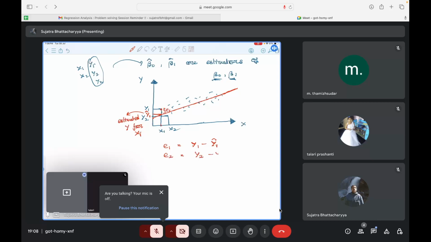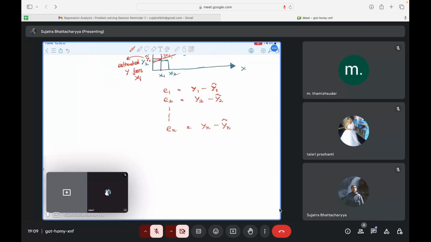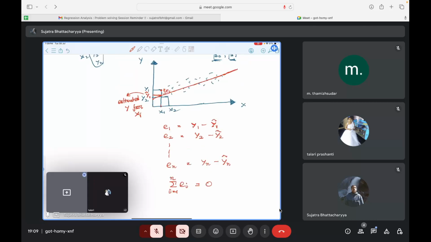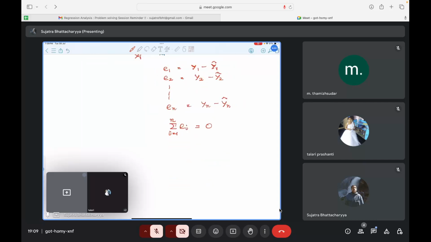Now, similarly, e2 for all other points I'm not drawing. So it's y2 minus y2 cap. Similarly, there are n terms, so you have yn minus yn cap. Now if you do the summation of i going from 1 to n, you will actually get it to be 0. Why? Because there are fluctuations, there are positive errors, there are negative errors. And for a large number of data sets, it will be computed to be equal to 0. So this is one of the important results.